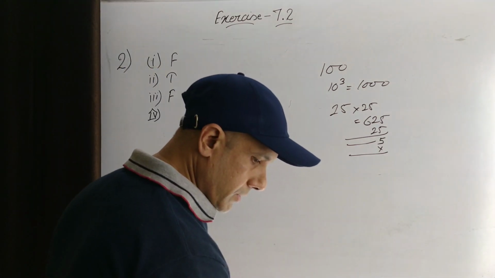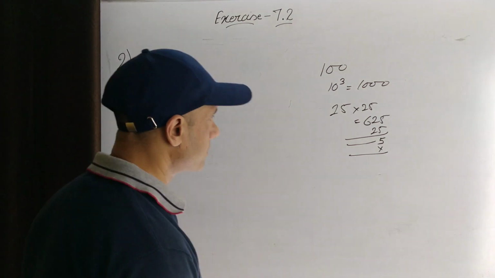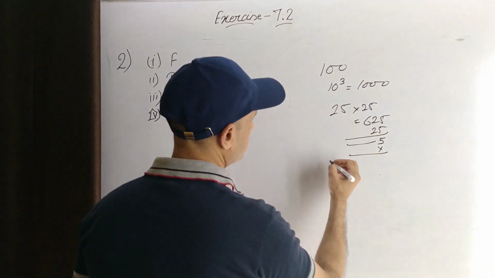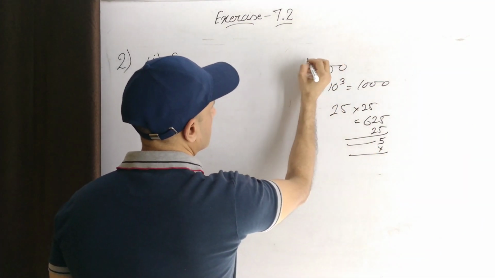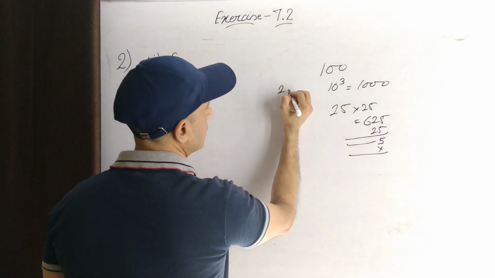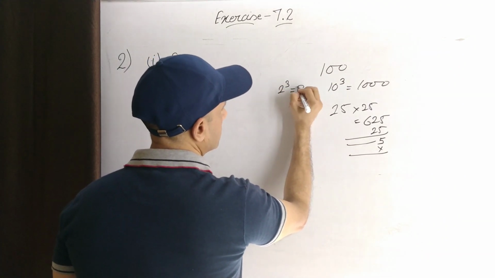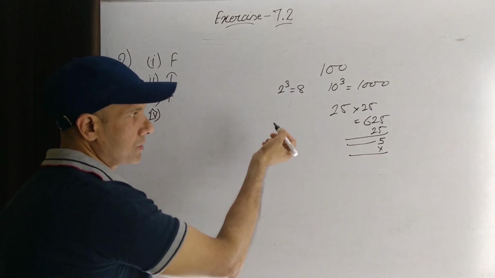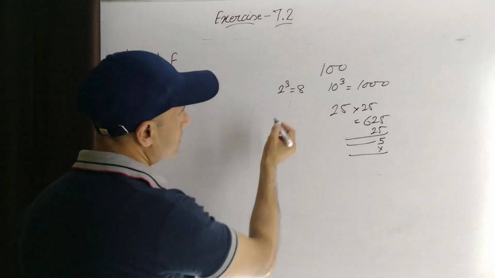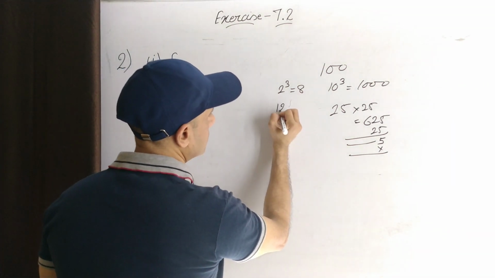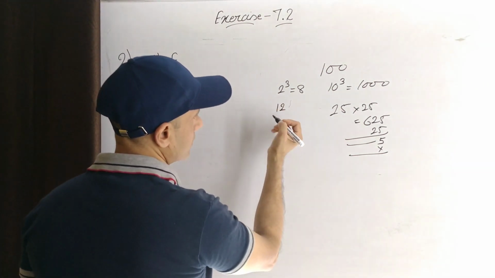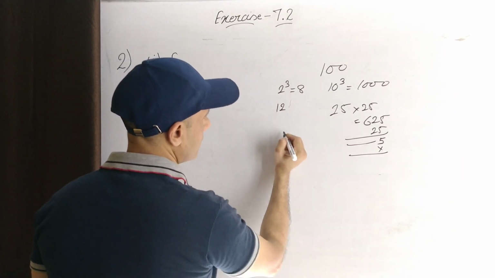Fourth one. There is no perfect cube which ends with 8. Let's check. If we take 2, the perfect cube of 2 is 8. This number is a single digit number. So let's take another number, say 12, which ends with 2, so that in the unit position, we expect it to be 8.